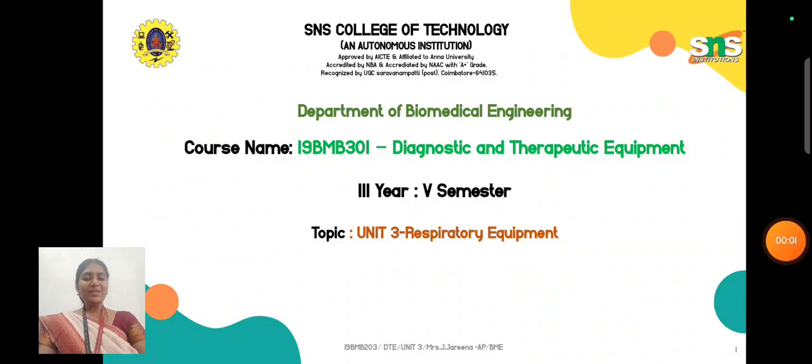Hi everyone. In today's class, we are going to discuss Unit 3, which is all about respiratory related equipment. When we say respiratory related equipment, there are a variety of devices. But in our syllabus, we are just going to concentrate on three major equipments. One is a spirometer, second one is pneumotachometer, and third one is ventilator. These are the three major equipments we are going to cover under the topic of respiratory equipment.